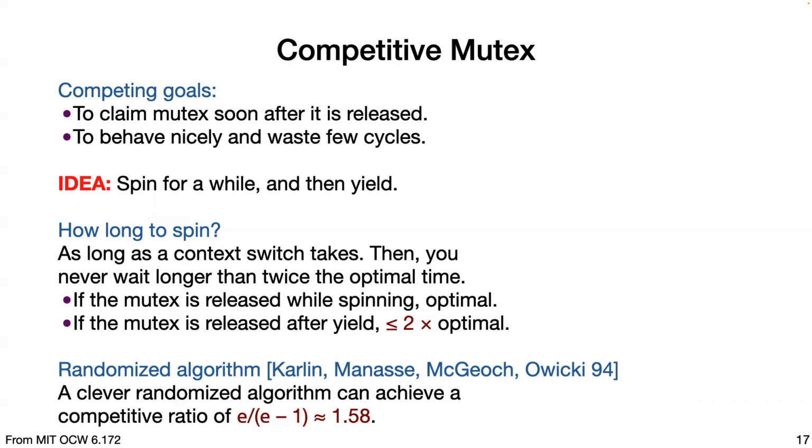Do you have a brief description of what the randomized algorithm is doing? Is it like flipping a coin and deciding whether to yield or not? I'm not totally sure. Let me look it up, but my guess would be that you wait a random amount of time. Oh, like you spin for a random amount of time before yielding? Yeah, but I can check the exact details and tell you next time.